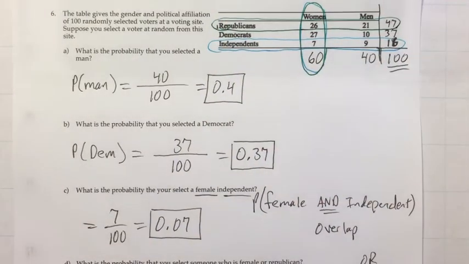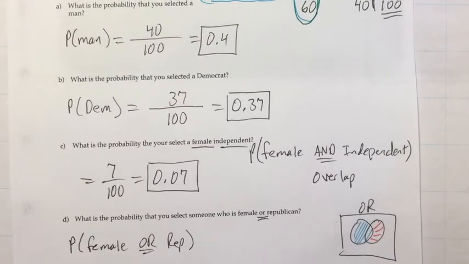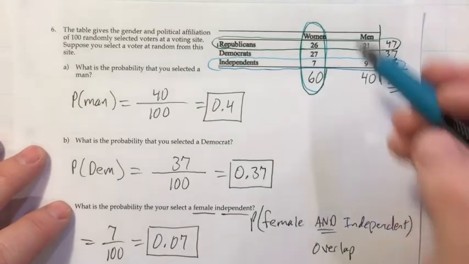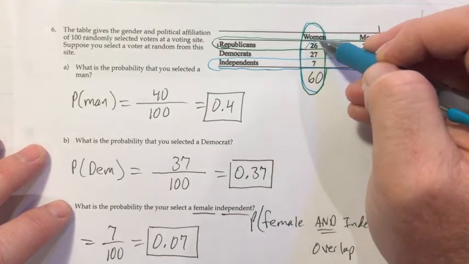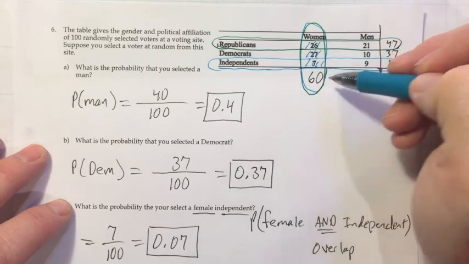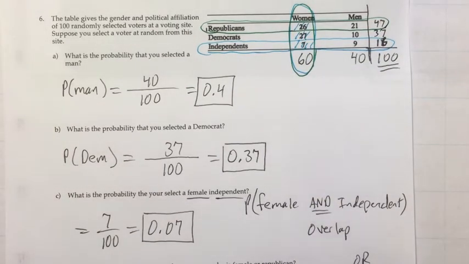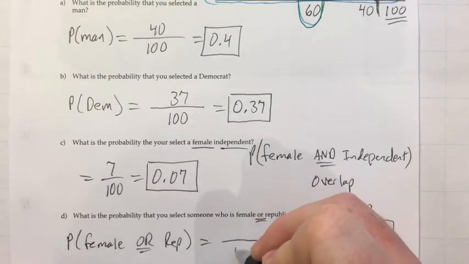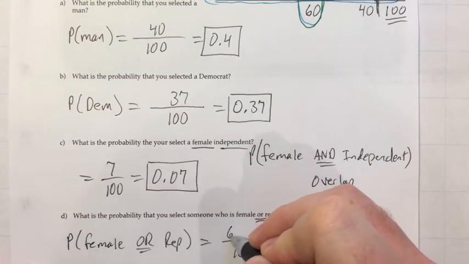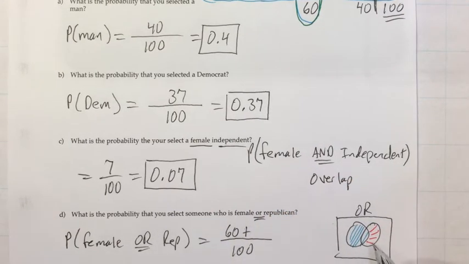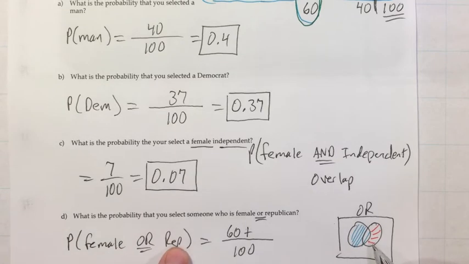All right, so now let's think about the shading that we did down here. We want all of the first one, so that was the female voters. So we want these 27 or 26, these 27, and those 7, all of them. So that's 60. So going back down here, out of the 100 total, we want all 60 of the female voters. Plus, according to this picture, we're going to add on any from the Republican group that we haven't already counted when we counted the females.